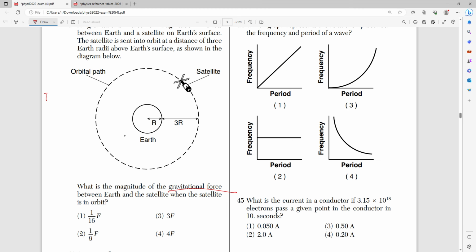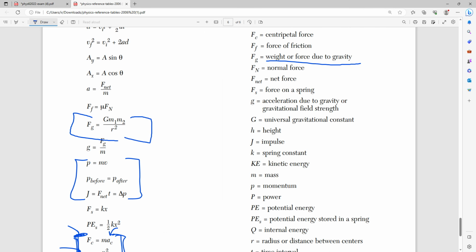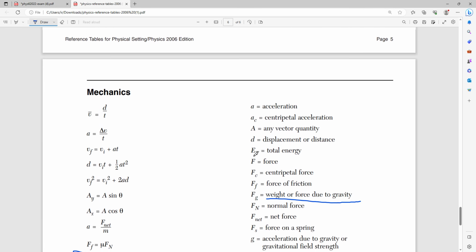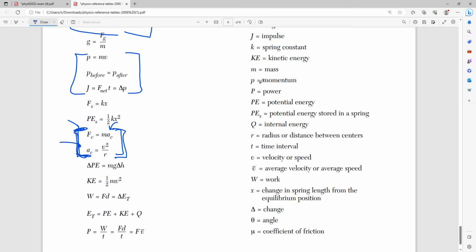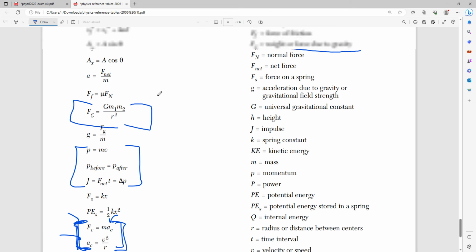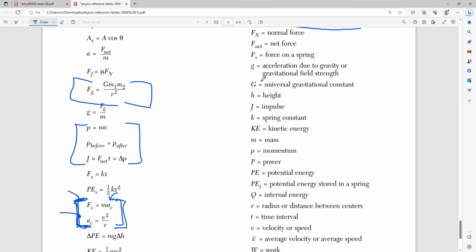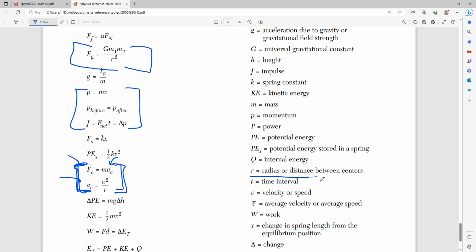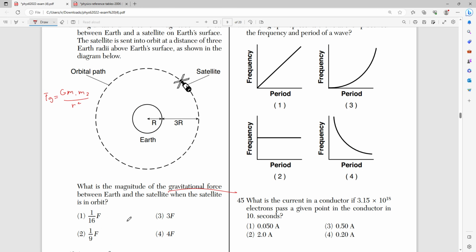So Fg is equal to G m1 m2 over r squared, right? And m1 and m2 are the first mass and the second mass, and r, which is given here, is the distance between the centers. In order to calculate this, I'm going to have to multiply the mass of the Earth by the mass of the satellite, and then I'm going to have to divide this.